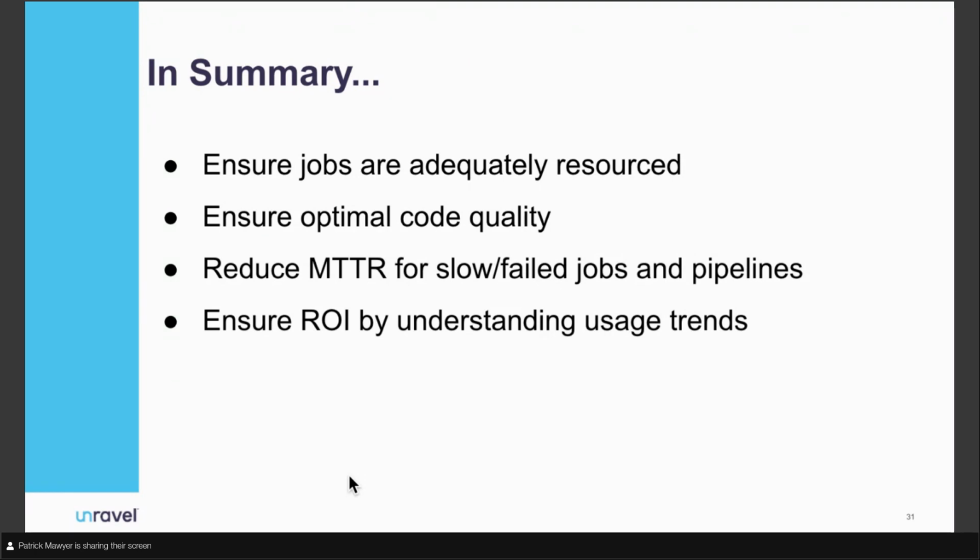So really what we talked about: ensuring jobs are adequately resourced, ensuring that you have optimal code quality, and reducing your mean time to recovery, typically MTTR, but let's talk about it as MTTO, mean time to optimize, for your slow or failed jobs and pipelines. And then ensuring that your ROI is appropriate by understanding those usage trends that we talked about there at the end.